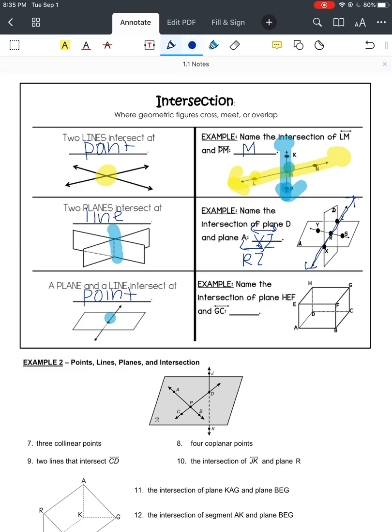So name the intersection of plane HEF and line GC. So let's locate HEF and draw out this plane. So that's like this top part of this box here. And line GC, so I'm going to find G and C. Here's G, here's C, and that's my line. They should overlap at one single point, and I definitely see that point where my yellow and my green overlap, and that is point G.